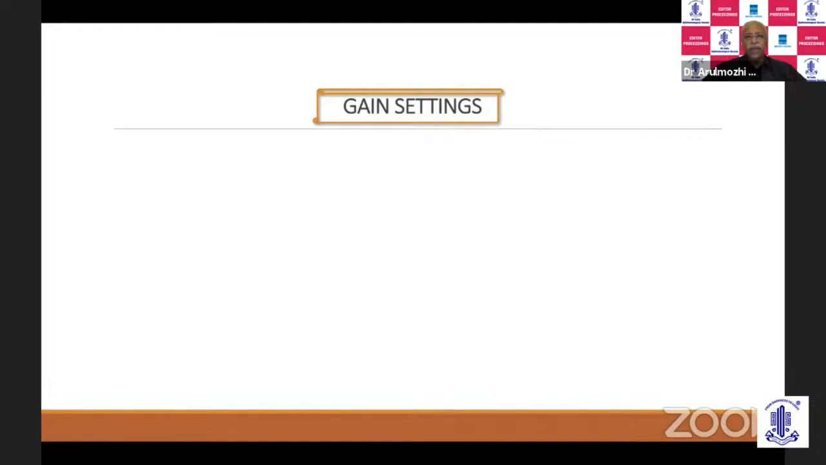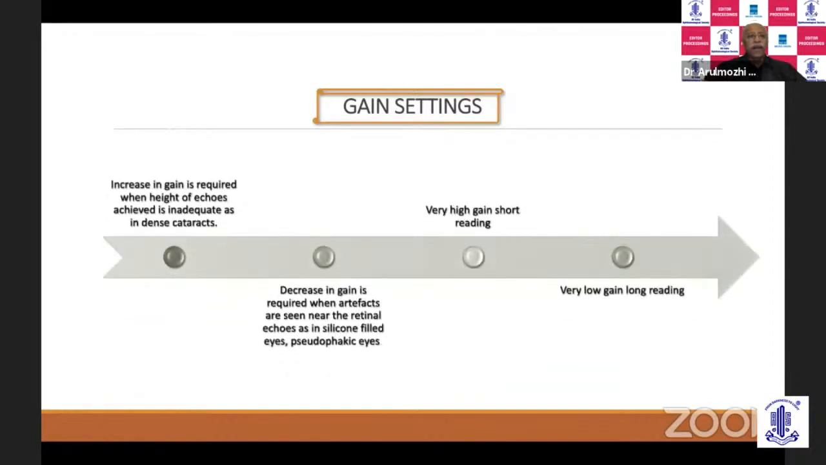Gain settings would be to get different levels of gain when you need it. Increased gain would be required when the height of the echoes is inadequate. This occurs most often in a very dense cataract where the sound transmission drops and you need to increase the gain. From a normal standard setting somewhere between 50 to 60%, you might have to go to 80, 90, even 100%. Decrease in gain is required when there are artifacts near the retinal echoes, which you would see typically in pseudophakic eyes or silicone oil-filled eyes.